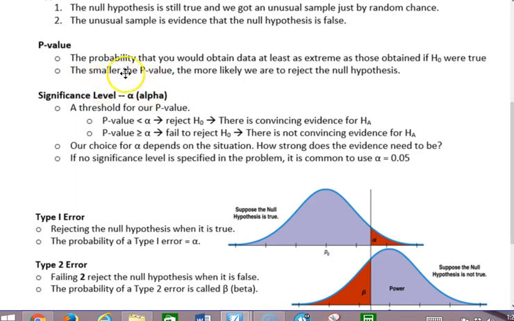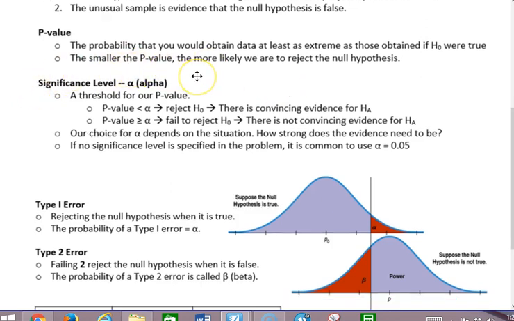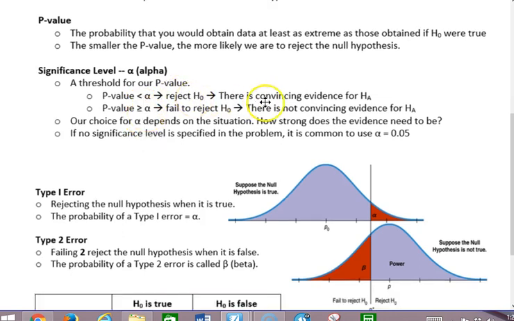Now this leads to the question, how small is small enough? So this is the definition of a significance level. A significance level sets a threshold for our p-value. If the p-value is less than that significance level, we reject the null hypothesis and say there's convincing evidence for the alternative hypothesis. If the p-value is greater than that threshold value, that alpha, we fail to reject the null hypothesis and say there is not convincing evidence for the alternative hypothesis. Notice we never say that the null is true. Okay? Our choice for alpha depends on the situation. How strong does the evidence need to be? If no significance level is specified in the problem, it is common to use a 5% significance level.